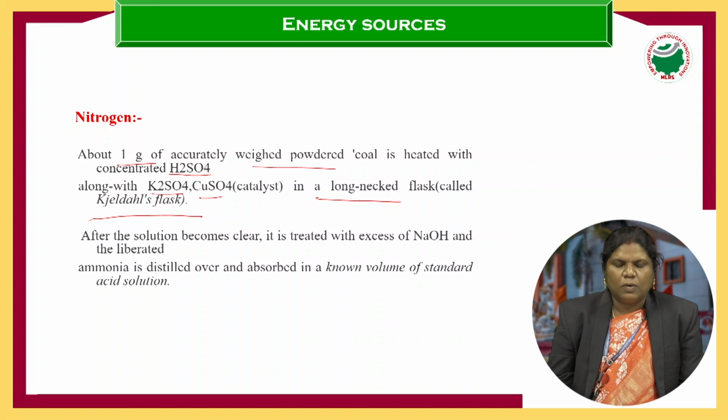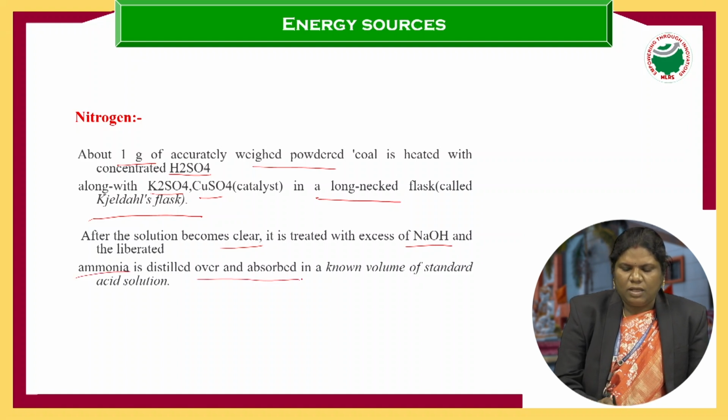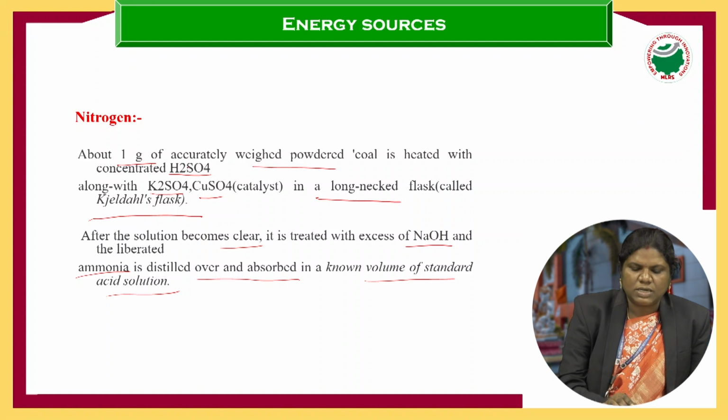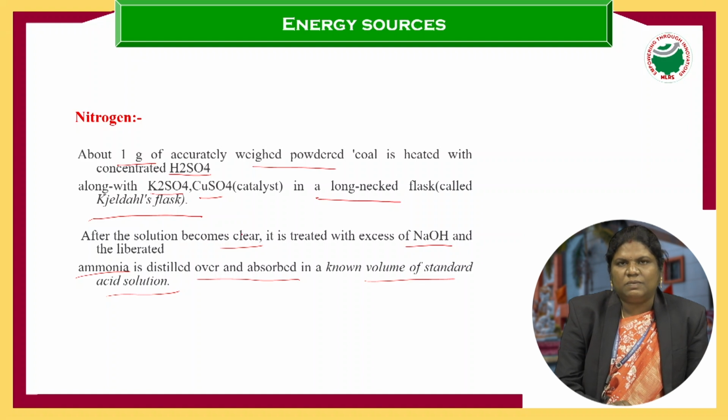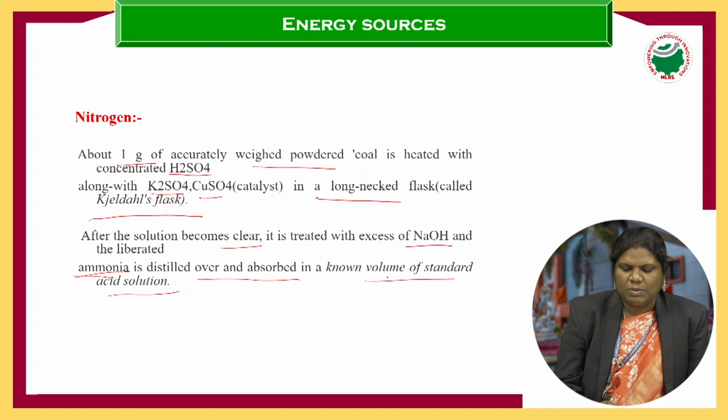Then what will happen? The coal sample will become clear. It is treated with excess of NaOH, and ammonia is distilled over into a known volume of standard acid solution. What will happen? The coal sample is treated with the concentrated sulfuric acid and the K2SO4 CuSO4 solution. It will be converted into a clear solution. When this clear solution is treated with the excess of the NaOH, it will be converted into ammonia. The liberated ammonia will be passed into a known volume of standard acid solution.